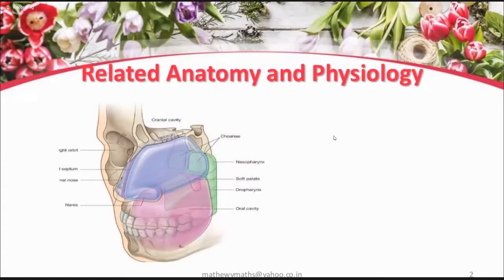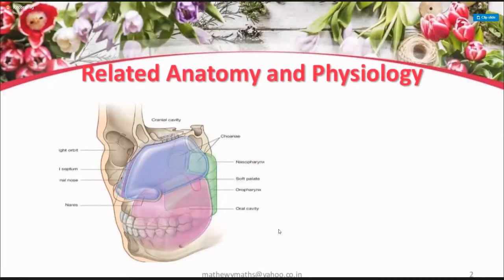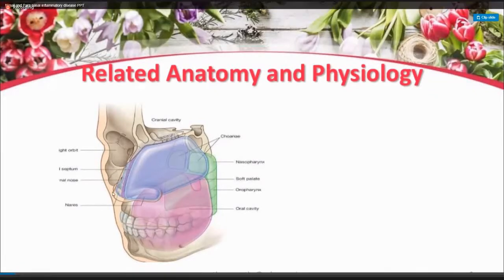So as you can see, this is a simplified diagram of the nasal cavity, which is shown in blue, this part here. So this is the nasal cavity, which starts from the nasal aperture and goes all the way down to the nasal choana. And the green is the nasopharynx. So, which is this part.